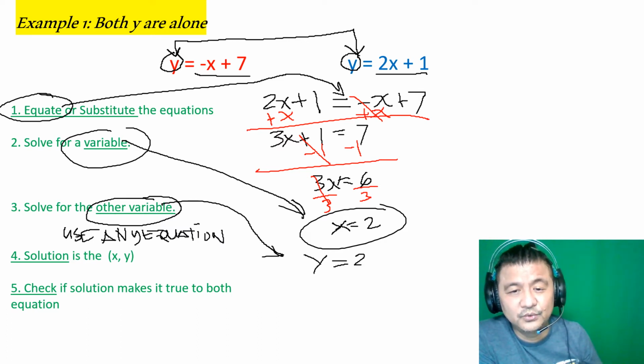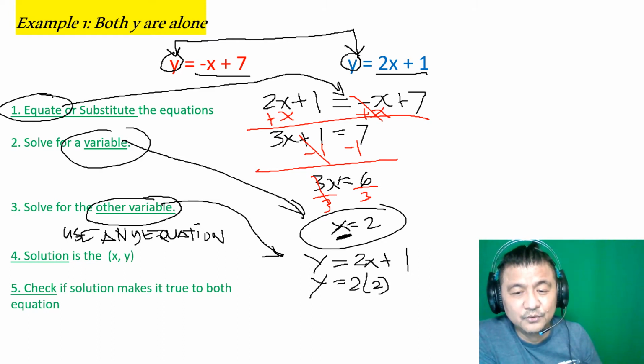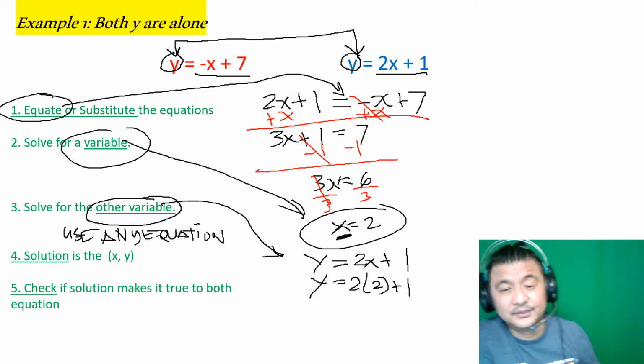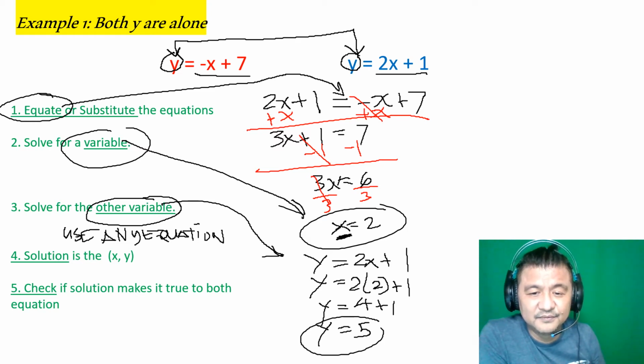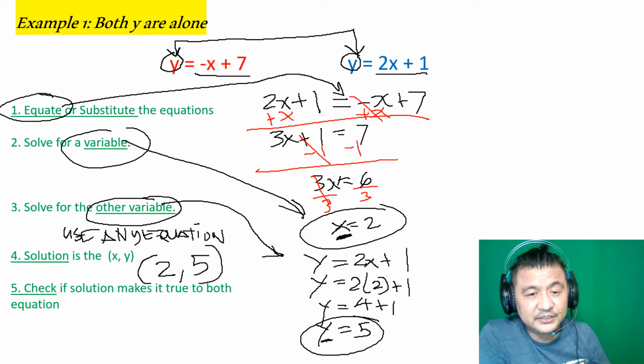Y is equal to 2x plus 1. Remember, I already know the value of x. So y is equal to 2 times 2 plus 1, right? So what do I do next? 2 times 2 is 4, plus 1. So y is equal to 5. Okay, so I already have a value of x and a value of y. Put them together, my solution is 2 comma 5. Actually, you're done at this point because you already know the solution. But you want to check if the solution makes sense.